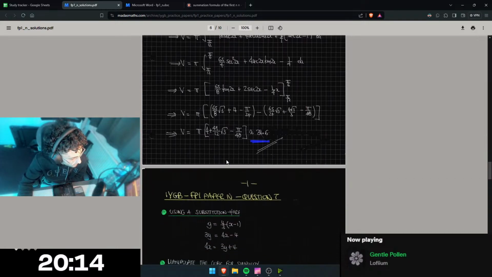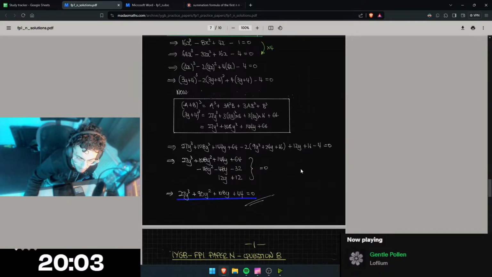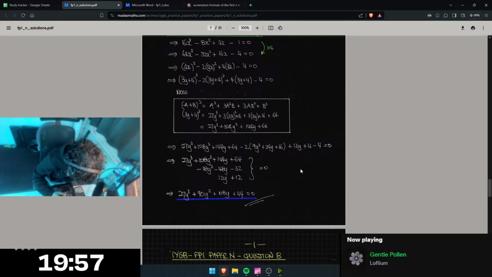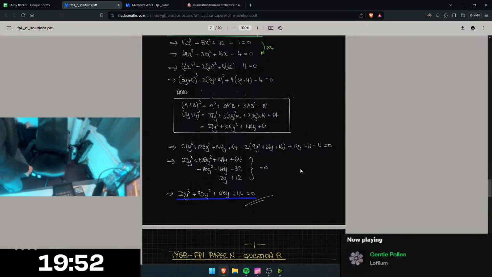Cool. This is all sine, cos, and tan stuff that I don't know how to do, to be honest. I'm not going to count my marks for this. 27, 90, 108, 44. Alhamdulillah. I actually got that one right.